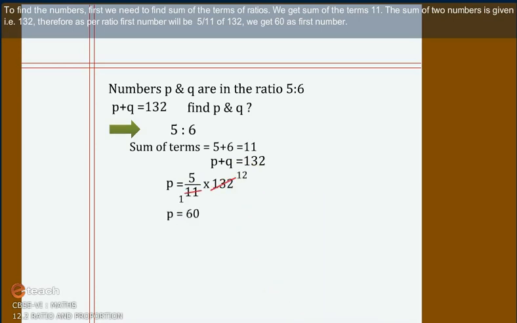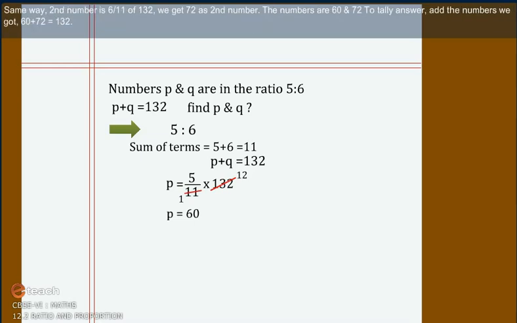We get 60 as the first number. Same way, the second number is 6 by 11 of 132. We get 72 as the second number. The numbers are 60 and 72. To tally the answer, add the numbers we got. That is 60 plus 72 comes to 132.